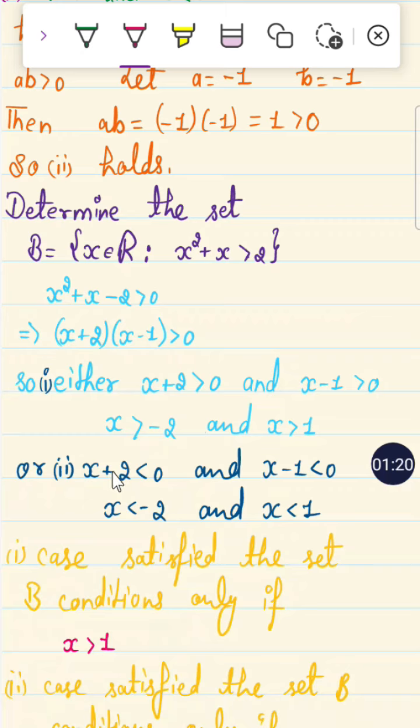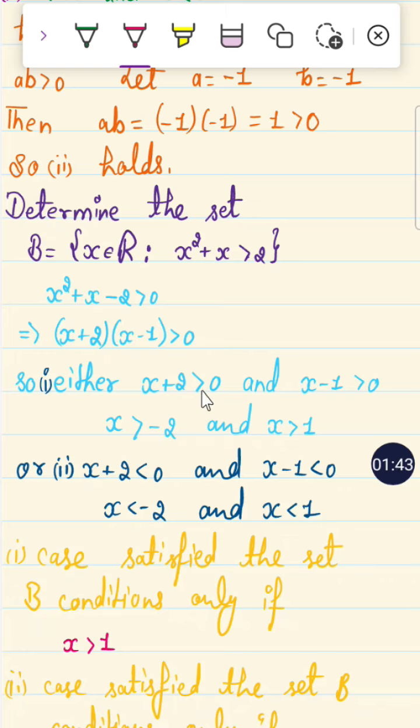The second case is x plus 2 is less than 0 and x minus 1 is less than 0, then x is less than -2 and x is less than 1. The first case is satisfied only for the set B. We have to satisfy x for B. So the first case is satisfied only if the set B conditions hold, only if x is greater than 1, right?